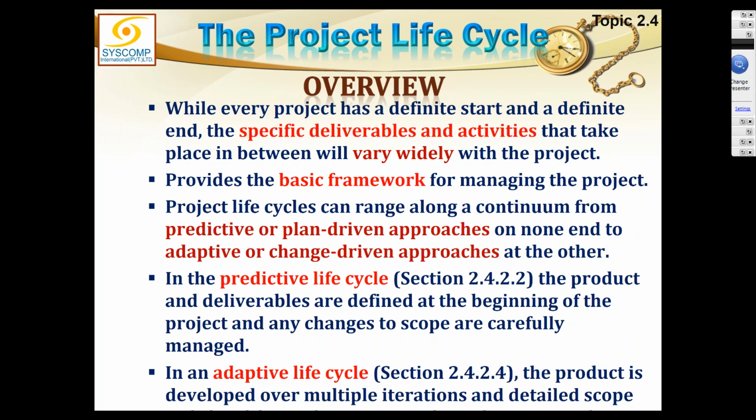But in an adaptive life cycle or a change-driven life cycle, the project is highly dicey. The scope is not clear at all. Scope is completely shifting all the time. The product is developed over multiple iterations. So what we start doing is we do the project in very small brackets. We say, okay, we don't know how the product is going to turn out to be, but what are the first steps? What should we do first?